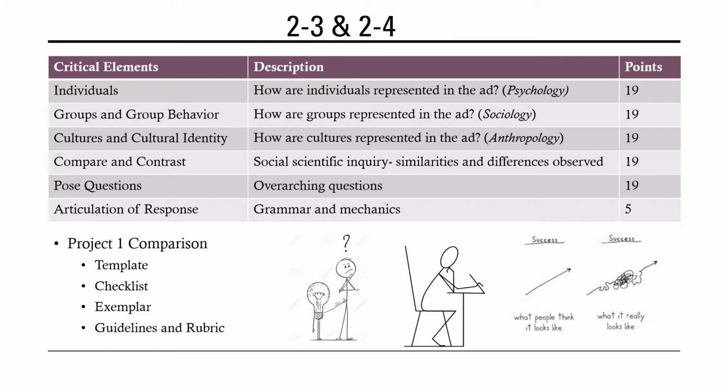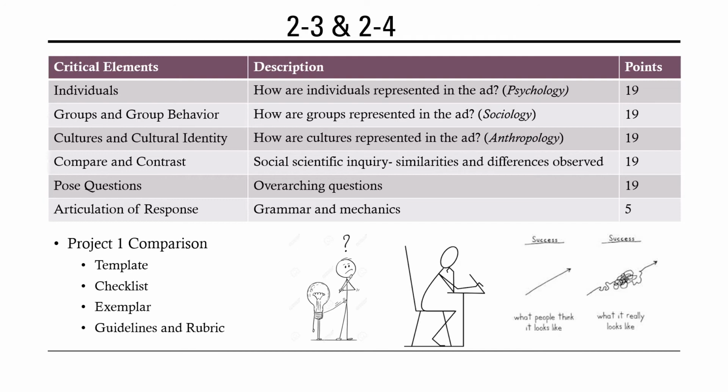So the critical elements are, we're looking at individuals, groups and group behavior, cultures and cultural identity, comparing and contrasting, posing questions, and then the articulation of response. So in the first section, you're analyzing all 4 ads and you're asking questions about how individuals are represented in the ads. Think like a psychologist. Ask questions that would lead to researching a specific topic that a psychologist might research.